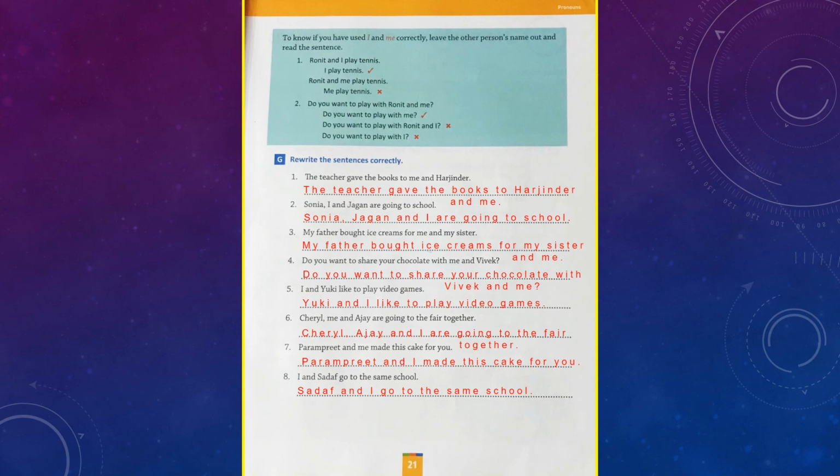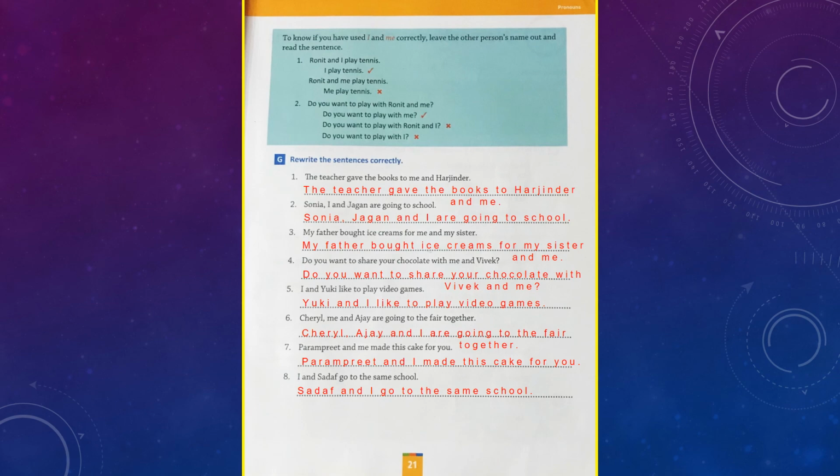Number 7. Parampreet and me made this cake for you. Parampreet and I made this cake for you. Number 8. I and Sadaf go to the same school. Sadaf and I go to the same school.